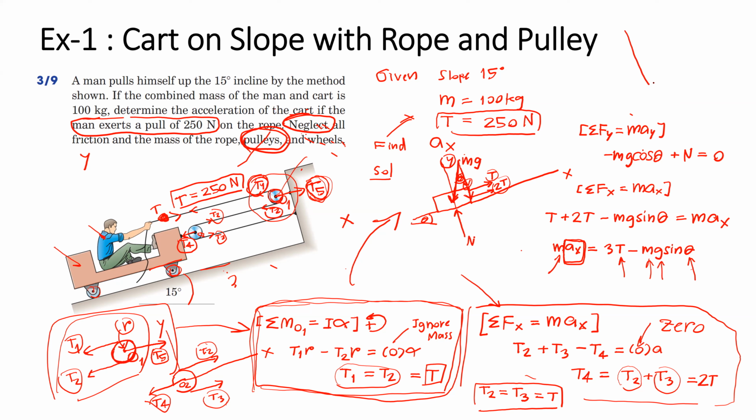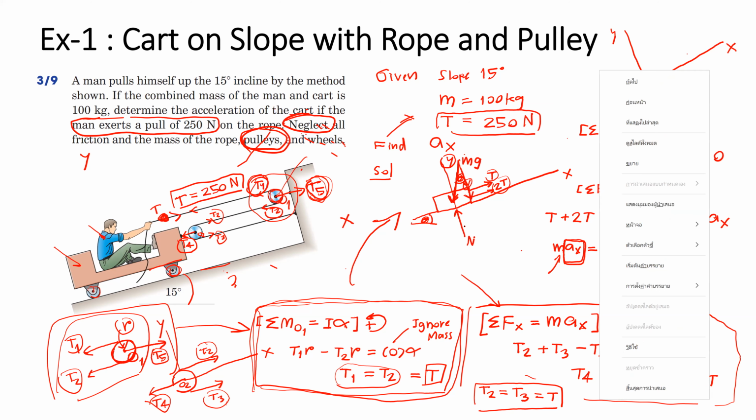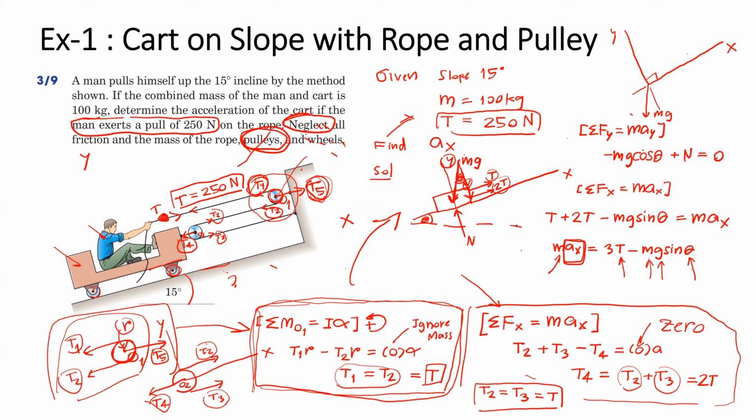We have x and y direction and mg. And the theta here is equal to the theta here. So in y direction is the minus mg cosine theta, not the minus mg psi.